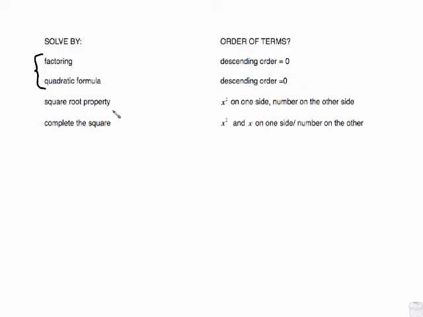The idea on the square root property is that you have x squared on one side and a number on the other. Now you could also have for the square root property something in parentheses squared equal to a number on the other side. That's taking the square root. And then of course complete the square is that 4 or 5 step process, but you've got to have x squared and x on one side and have the number on the other side.